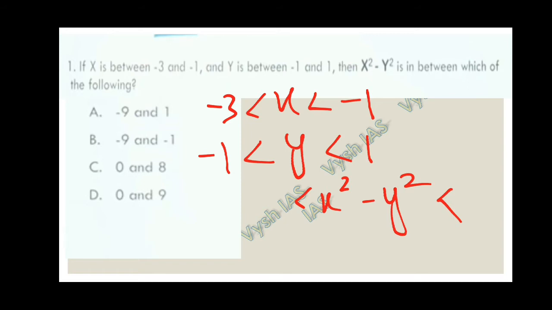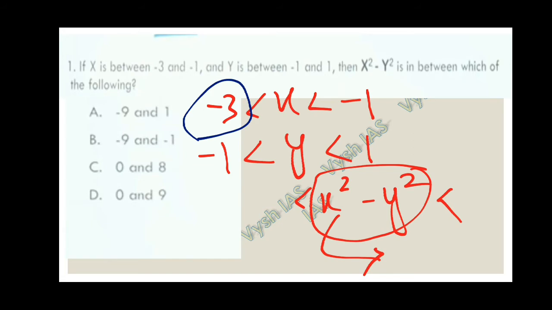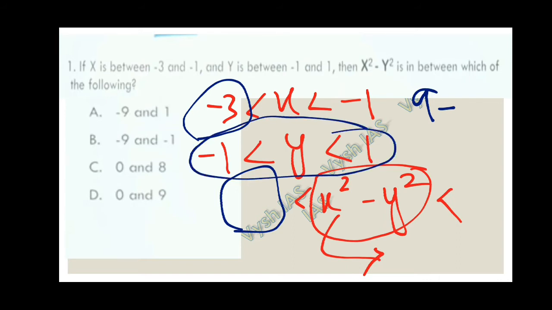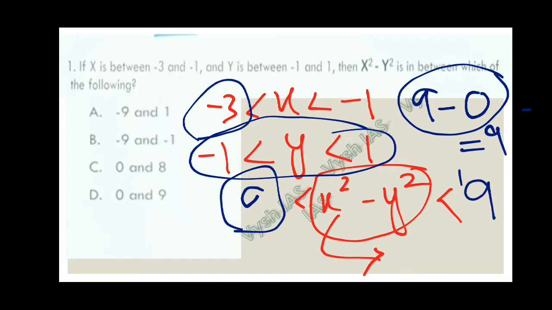So here x square minus y square will be maximum when x square value is maximum. So x square value will be maximum when x will obviously be -3. So we need to substitute for the maximum number. -3 square is 9. From the 9, if we subtract y square, it should be the minimum number so that we should get the maximum number. So y minimum number is, if y lies between -1 and 1, y can also be 0. So if we substitute 0 in the place of y, 9 minus y square, that is 9 minus 0, is 9. So 9 can be the maximum number.